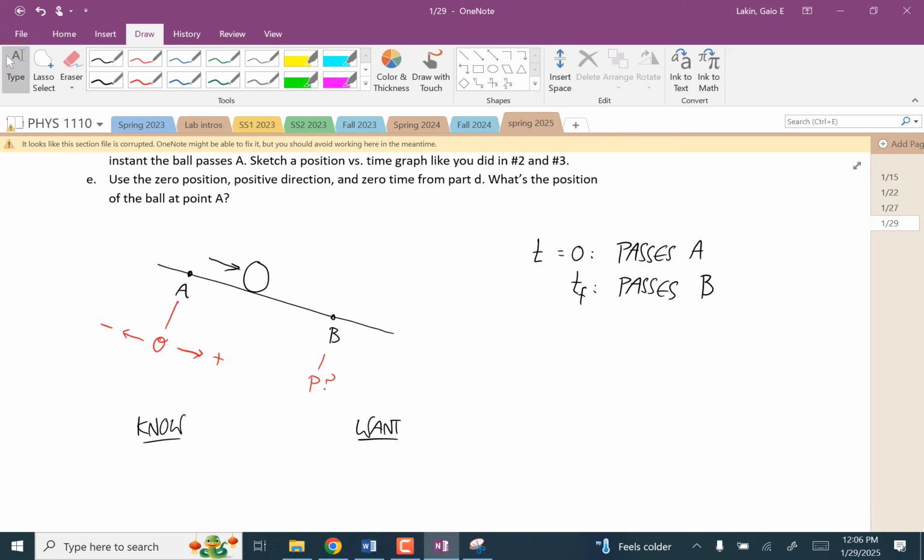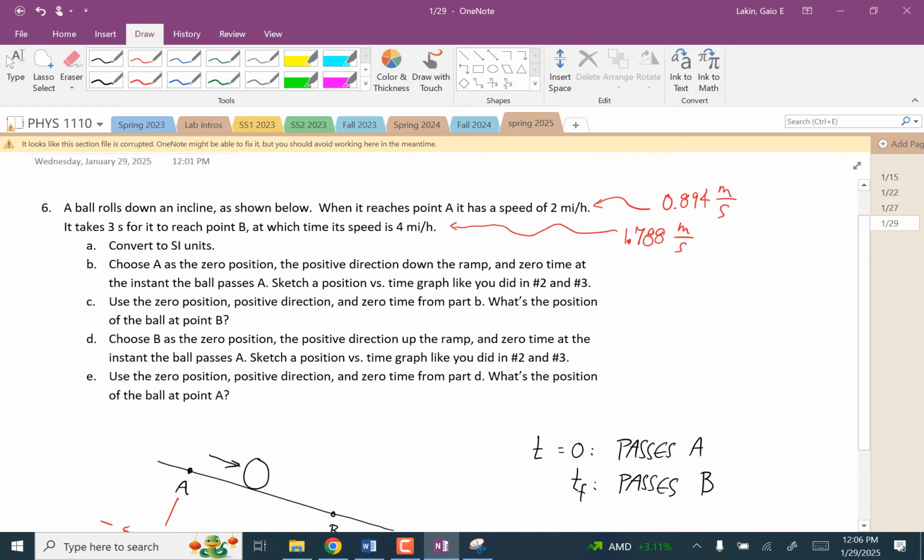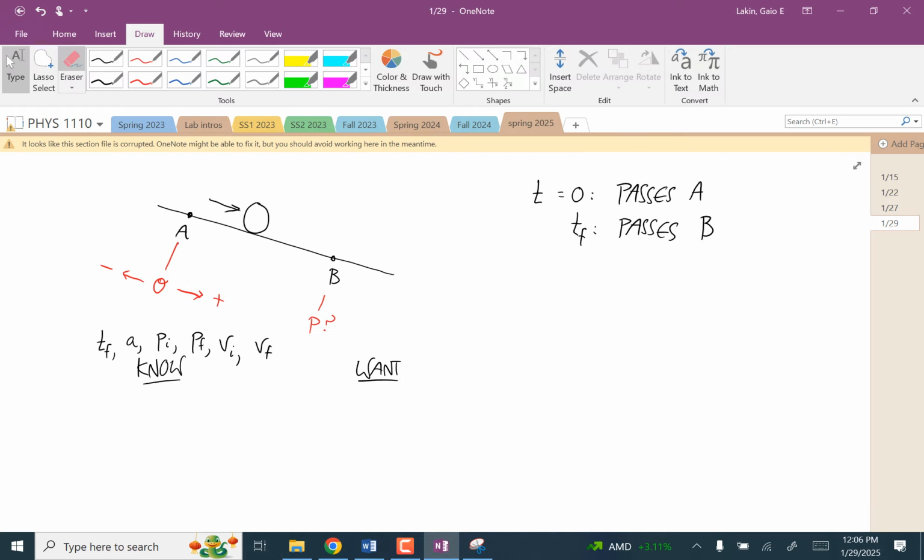Okay. So let's start listing these variables out. And I try to always do them in the same order. So my order is time final, acceleration, P initial, P final, V initial, V final. Do we know how long it takes to get from A to B? 3 seconds, yep. So we do know that the stopwatch, when we click it off, says 3 seconds. Do we know the acceleration? No, there's nothing that gives us the acceleration.